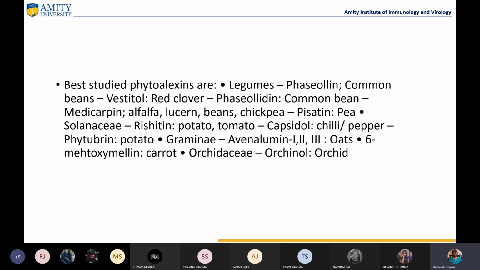right? The best studied phytoalexins are in legumes. We have phaseolin in common beans, vestitol in red clover, phaseollidin, and medicarpin, right? So we have a number of phytoalexins which have been isolated from different host plants, right?